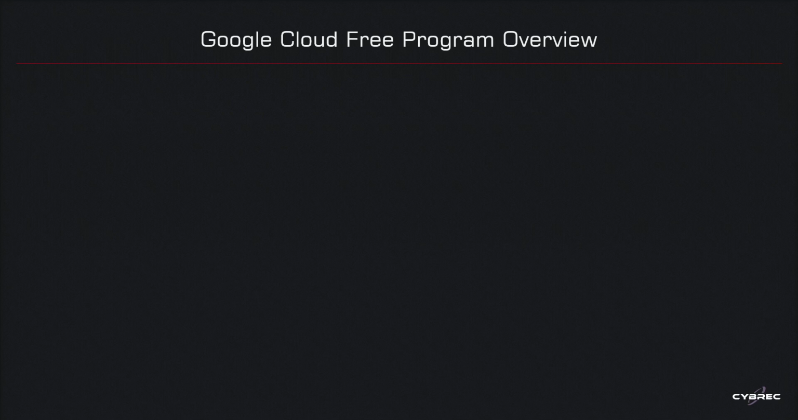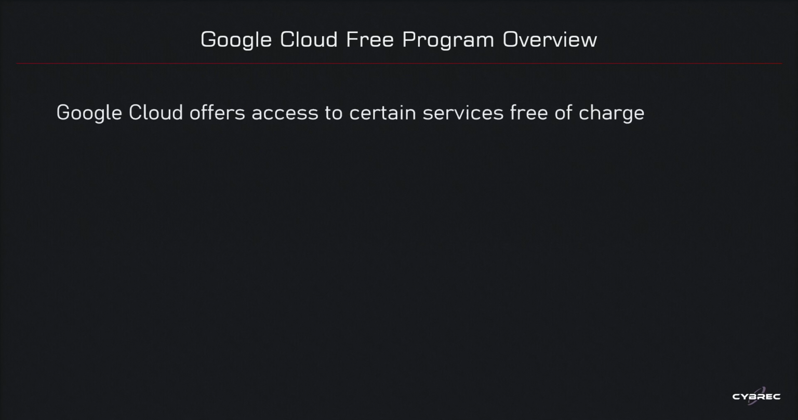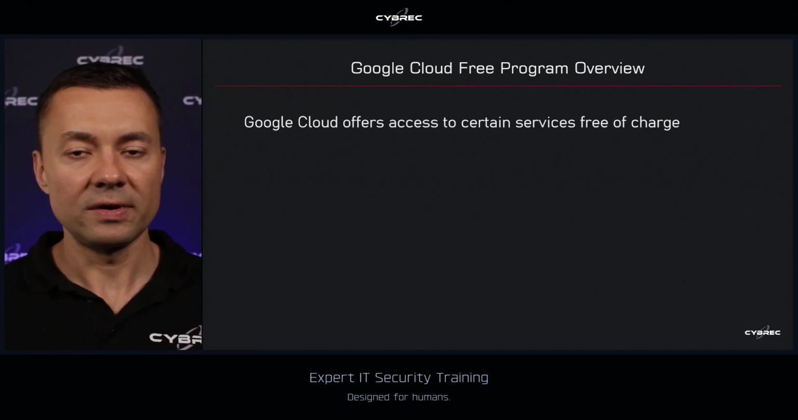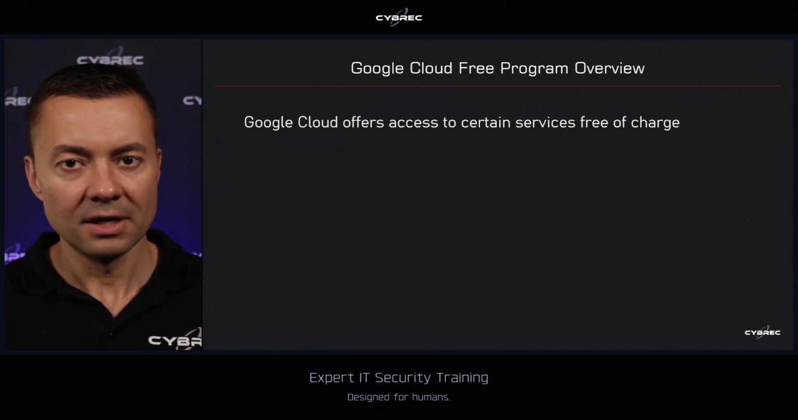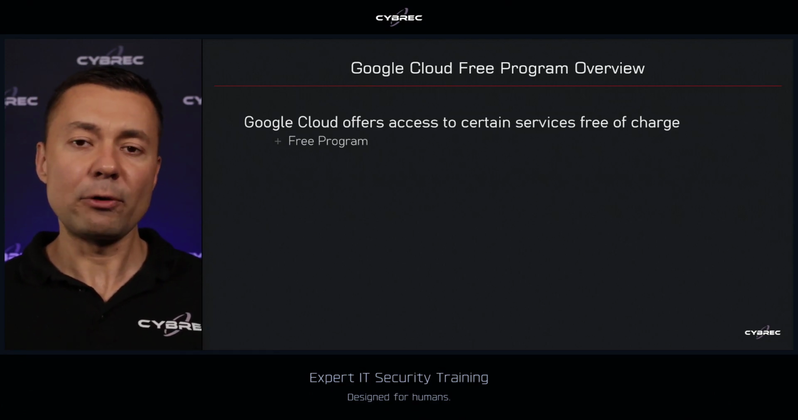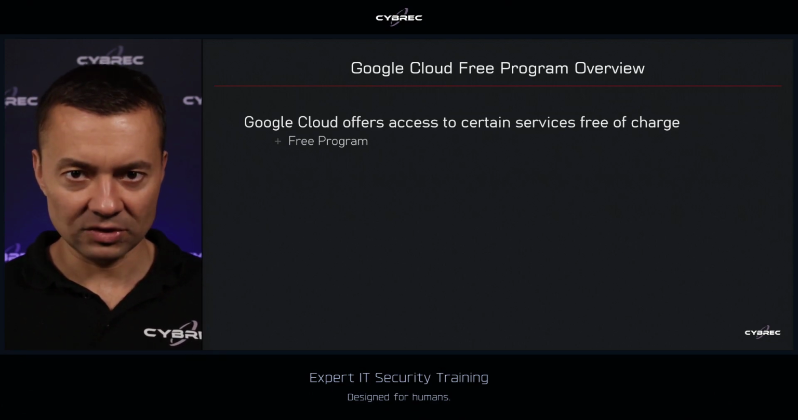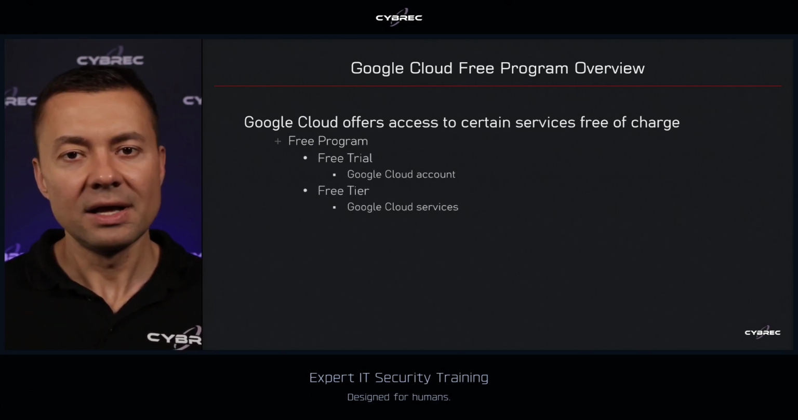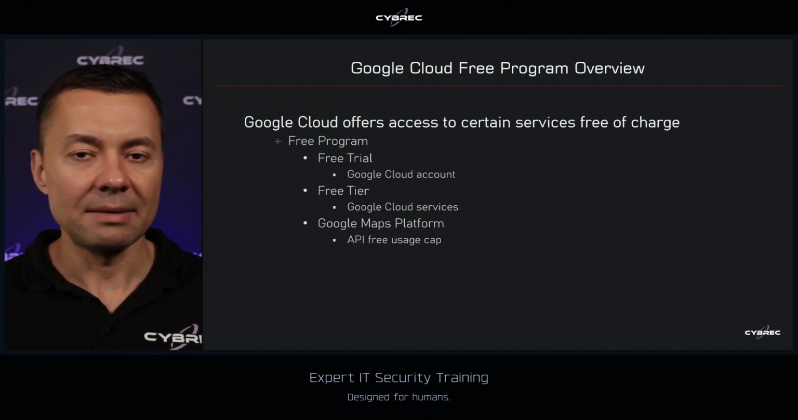We will start with an overview and then take a closer look at free trial and free tier to figure out the differences between these two. Google Cloud offers access to certain services and resources within the cloud free of charge. This is known as the Google Cloud Free Program, but technically the program is actually made of three separate elements. We've got what is known as the free trial, there is a free tier, and there is also what is known as Google Maps platform.